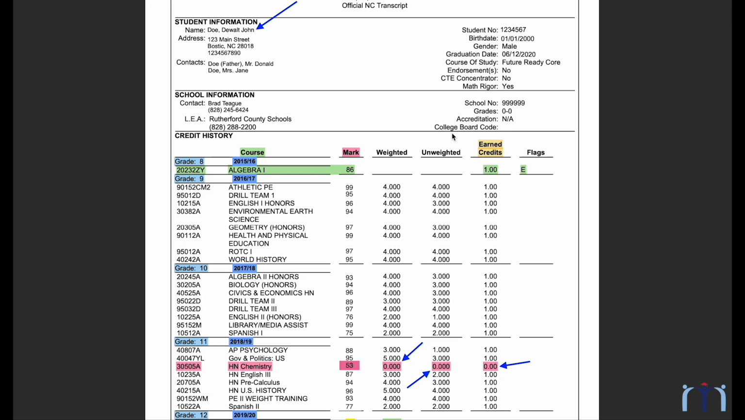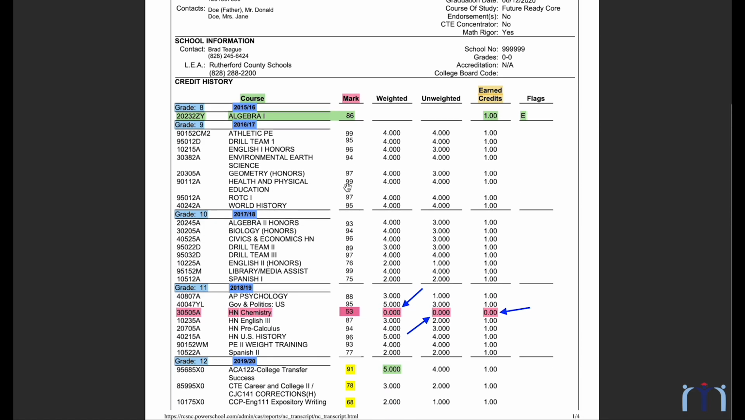As we move on down this transcript, you will see school information. School information provides you with the name of the high school principal and the LEA, which would be Rutherford County Schools. This obviously is not the specific high school, but the fact that the high school resides under the umbrella of the Rutherford County Schools operation.